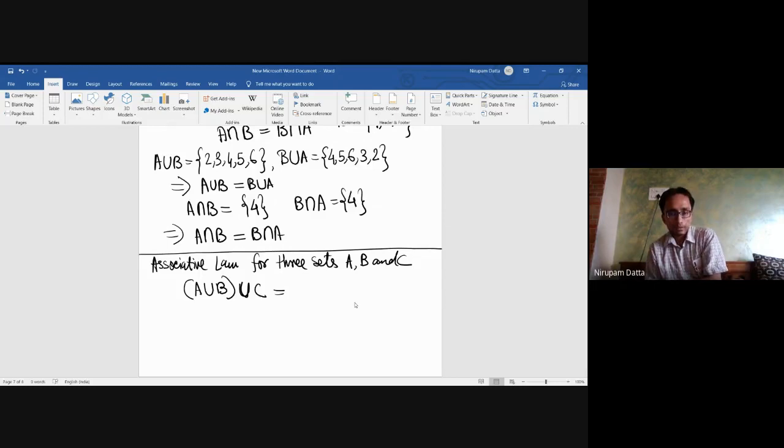So here, associative law for three sets A, B, and C. A union B is first, so this is one set. We have got three sets A, B, and C. We are forming the union of two sets A union B, which is itself a set. Now we make the union of this set A union B with set C. So this should be equal to A union with the set found by the union of set B and set C.